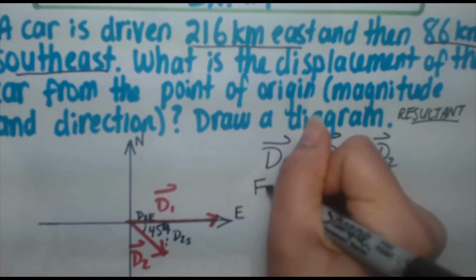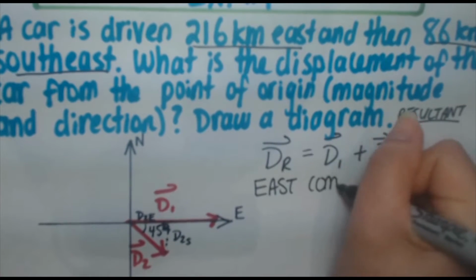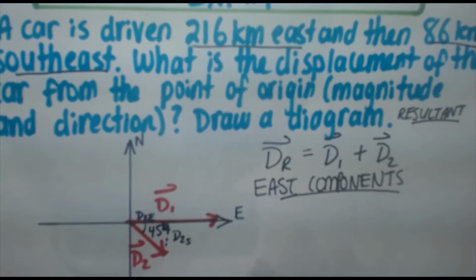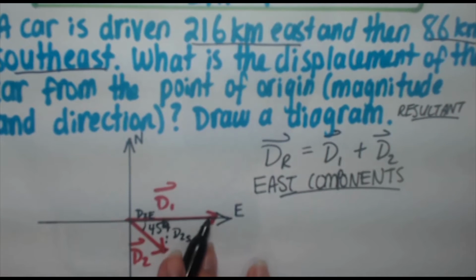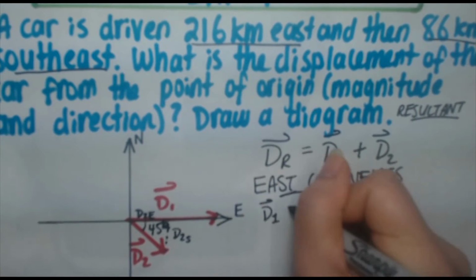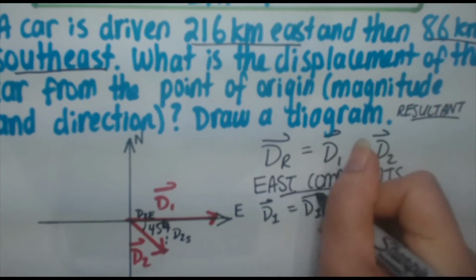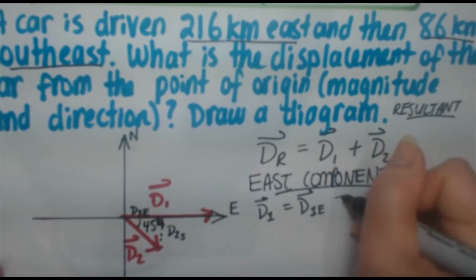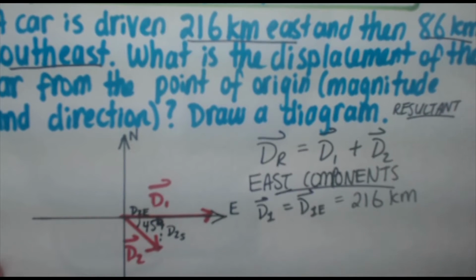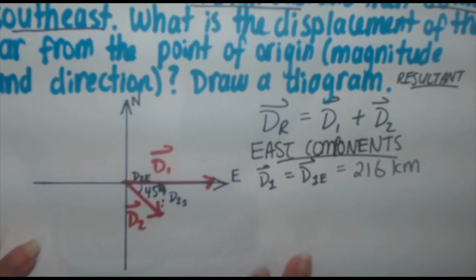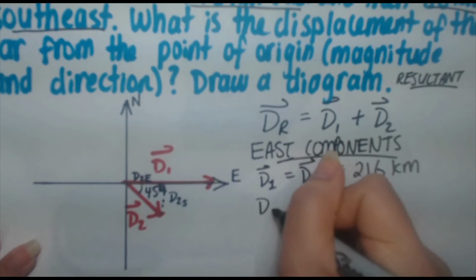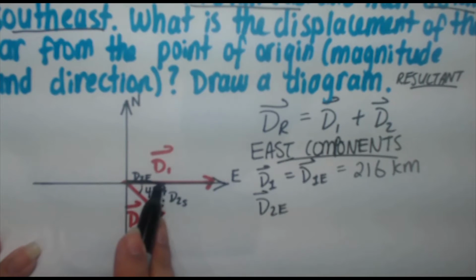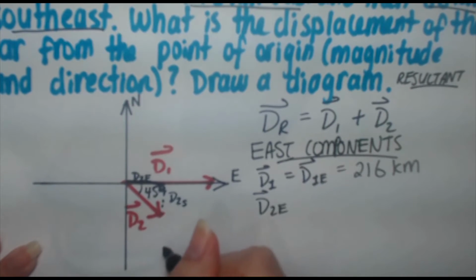So let's work in the east direction first. So we're going to look at the east components. In the east direction, D1's already in the east direction, so I'm just going to say D1 east. Again, stay straight with your subscripts, keep them consistent. It's 216 kilometers. That was easy. It's already in the east direction. Now D2, D2 east is this little part right here. So you have to look at this as a triangle problem.